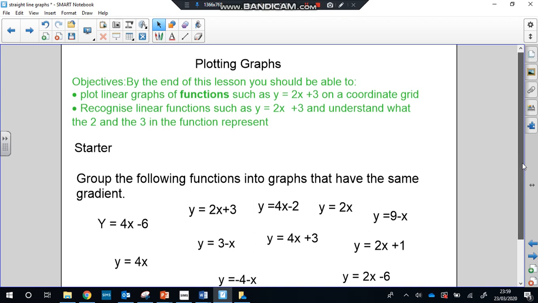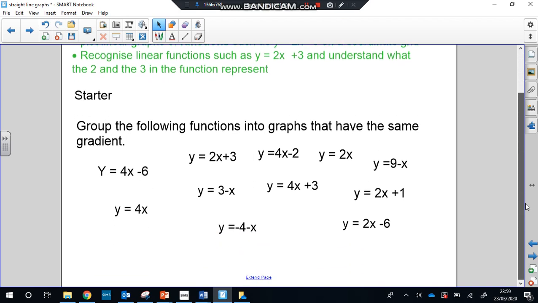So, first exercise here, for your starter, can you group the following functions into graphs that have the same gradient? So if you pause and have a go at that quickly, write down all the ones that have got the same gradient together, and then we'll have a look at those in a minute.